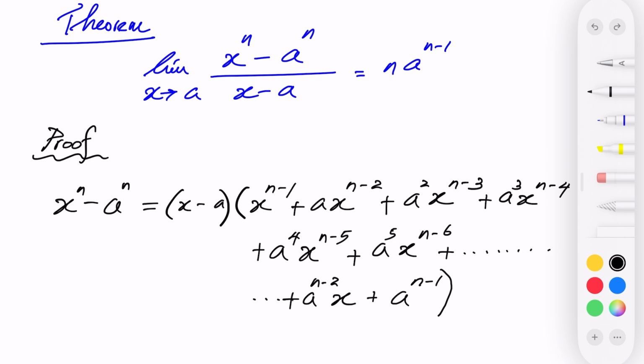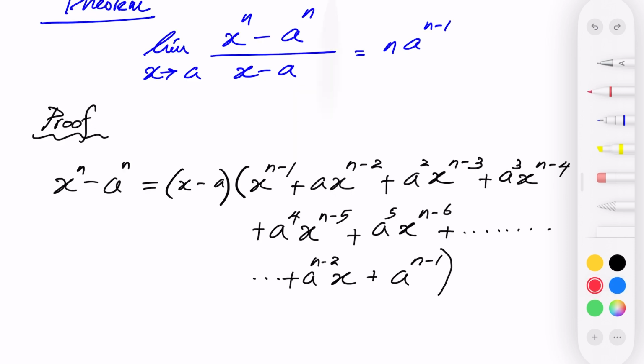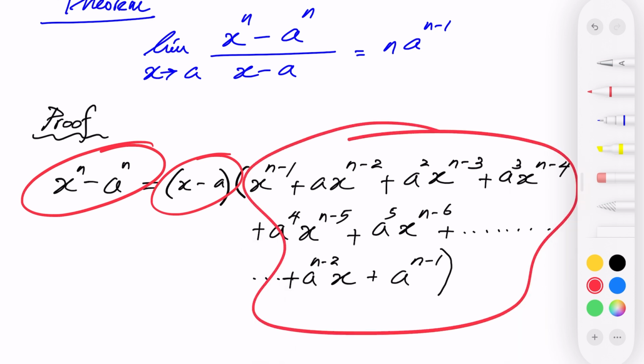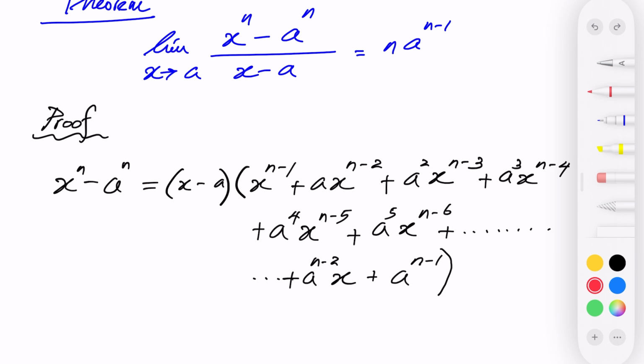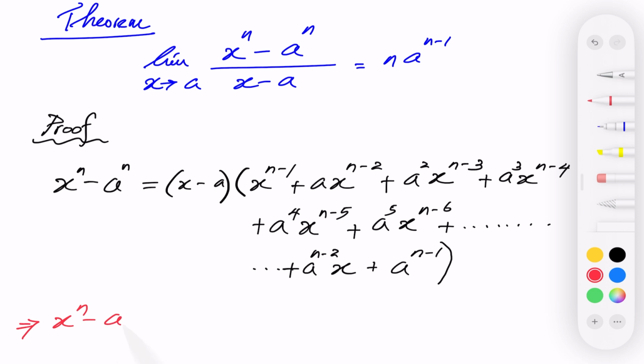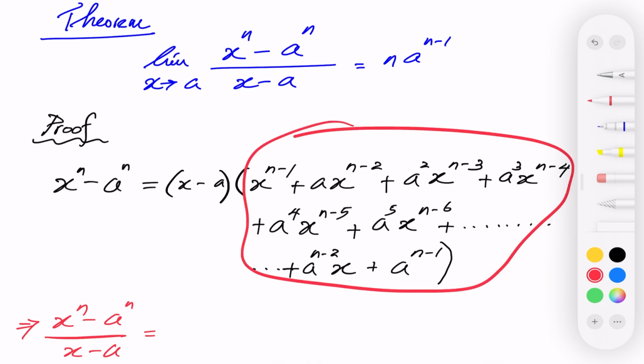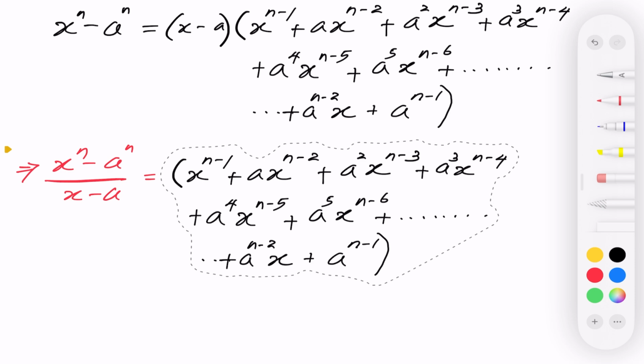Alright, now let's continue. Now here we have this function on the left hand side. I need x to the nth power minus a to the nth power to be divided by x minus a. Look at this. If I divide this polynomial by x minus a, this is going to be the quotient. Alright, let me write it as that. So this leads to x to the nth power minus a to the nth power divided by x minus a being equal to all of that. So let me copy and paste that part. I would like to have it in red.